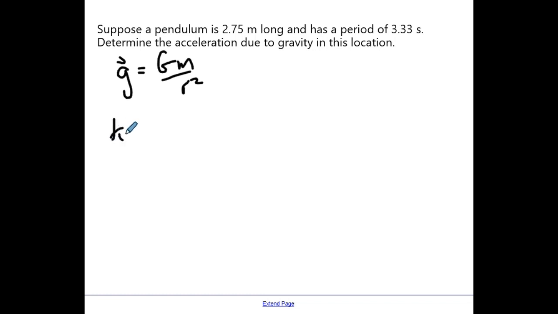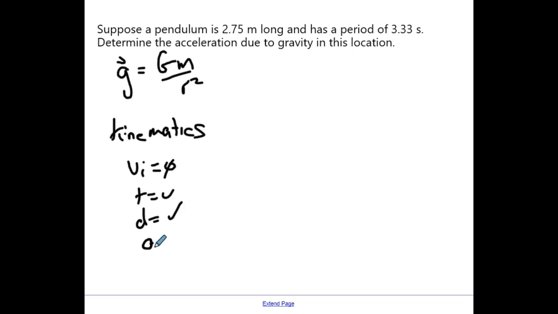Another way is through kinematics. You could just drop objects. You could find a velocity initial of 0. You could measure a time value. You could measure a distance value, and then you could solve for acceleration. That's another way that you could calculate acceleration due to gravity on planets or just at locations. But another option is this new formula here.